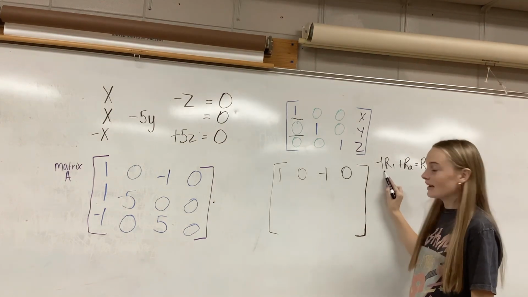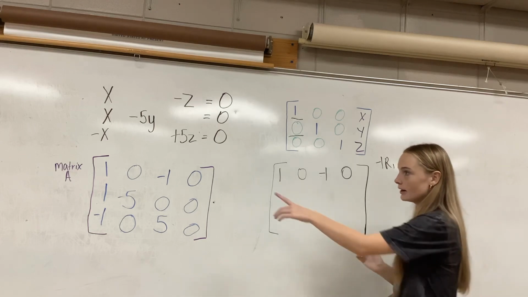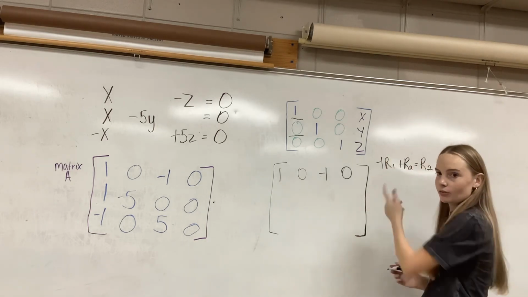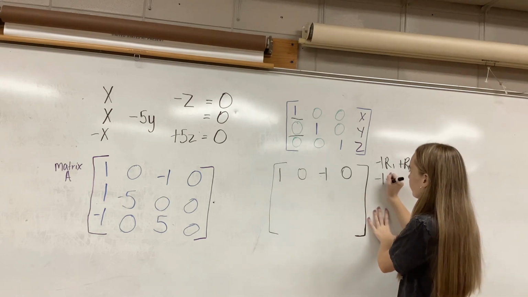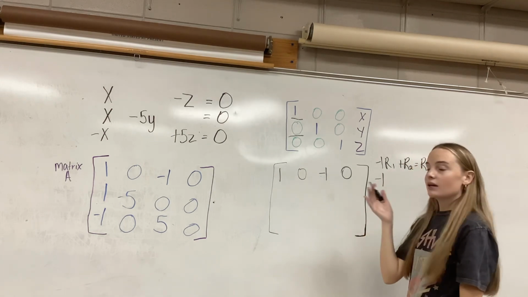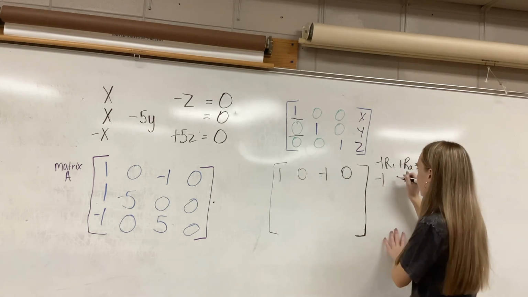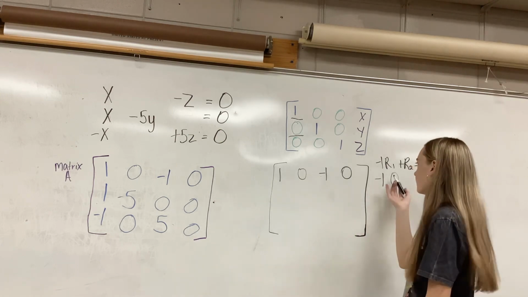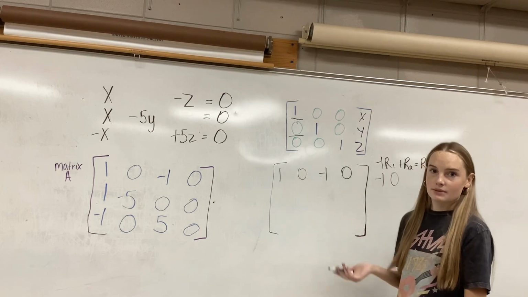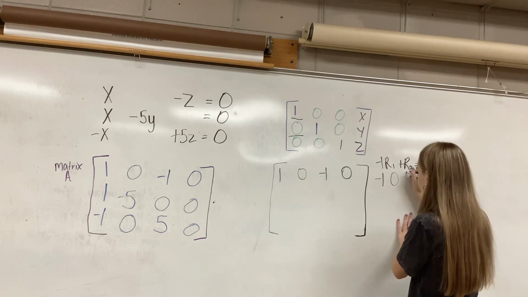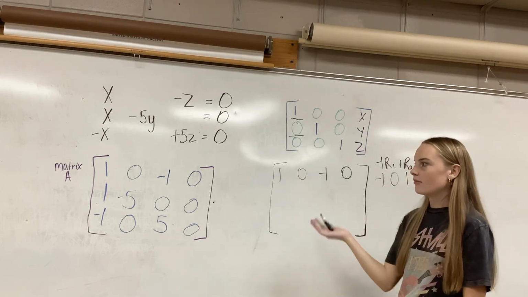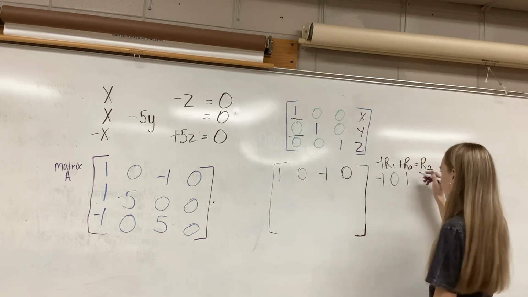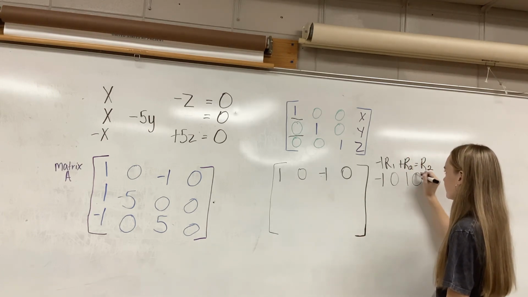So taking this -1 and multiplying it by row 1, we're going to look over. We see we have 1, so 1 times -1 is going to be -1. We have a 0. 0 times -1 is going to equal 0. We have a -1 times a -1. Negative times a negative equals a +1. And then we have another 0. As we saw right here, 0 times -1 is going to equal 0.